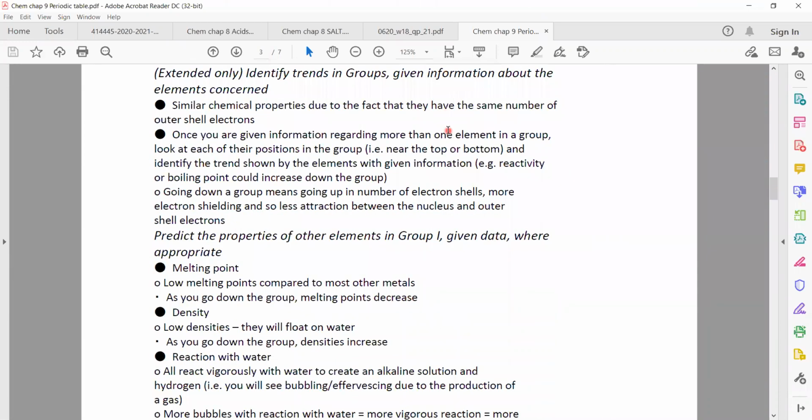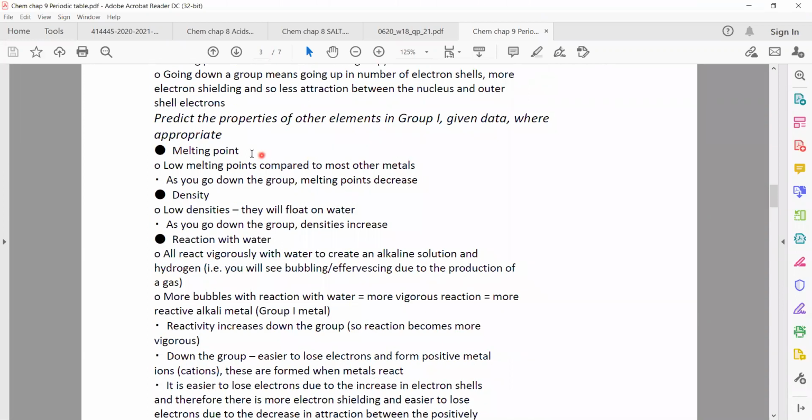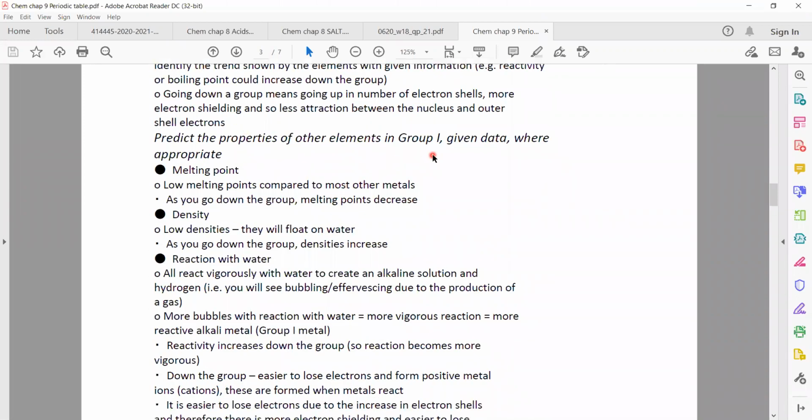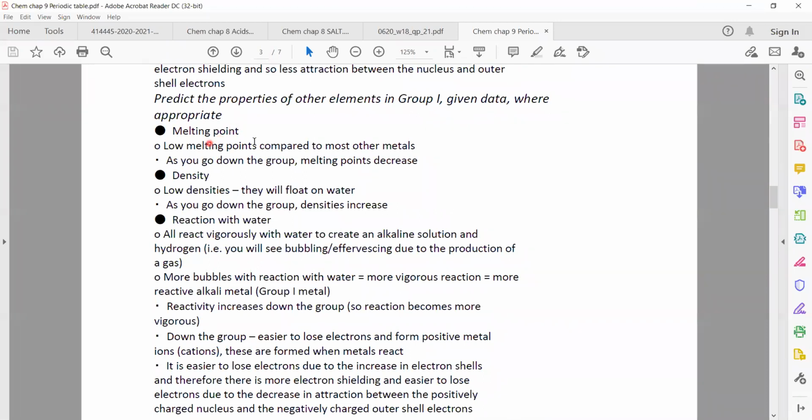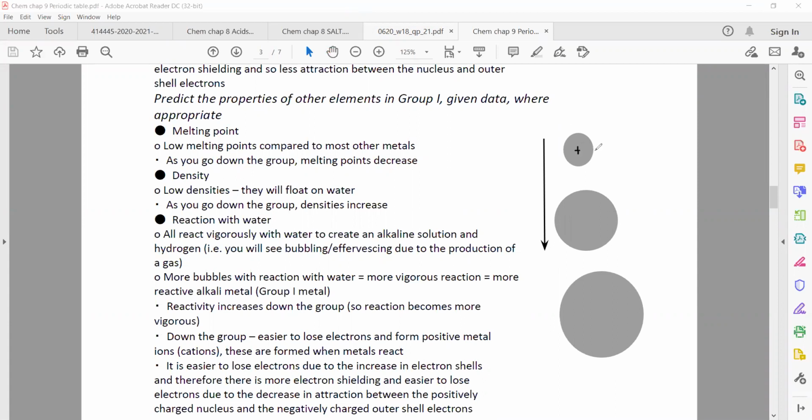So for group 1, predict the property of other elements in group 1. Melting point, what happens? When we compare their melting point with other metals, they have a low melting point. And as we go down the group, the melting point decreases. Why does the melting point decrease? Because the positive ions are getting larger in size, so they cannot attract the electrons as well. There is a weak electrostatic attraction between the lattice of positive ions and electrons. That's why the melting point decreases as we go down.